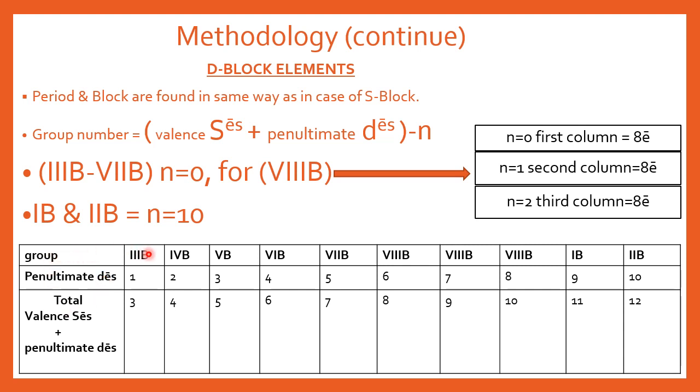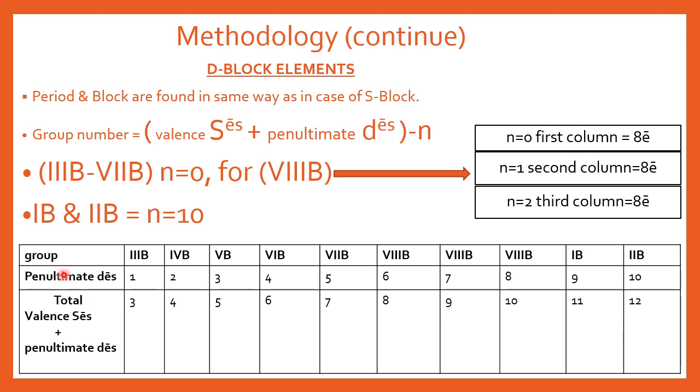So these are the groups starting from 3rd B. Remember, in the case of D block elements, the starting group is 3rd B, then 4th B, 5th B, 6th B, 7th B, 8th B, then again 8th B, then again 8th B. Why have I mentioned 8th B 3 times? Because group 8th B consists of 3 columns, then group 1st B, and finally group 2nd B. So remember, in the D block, groups start from 3rd B and end at group 2nd B.